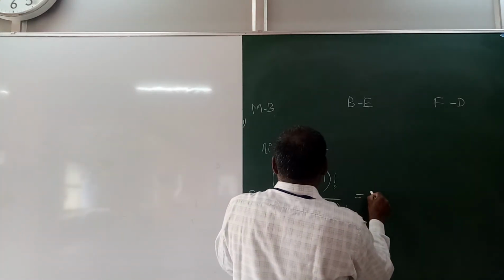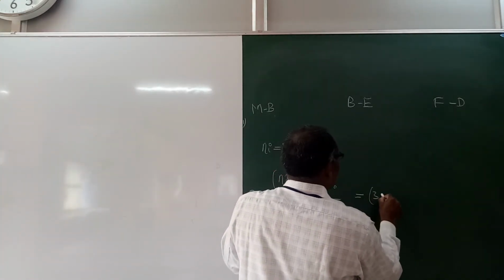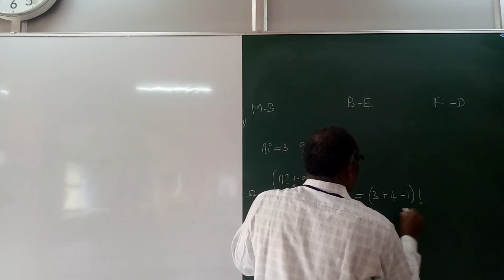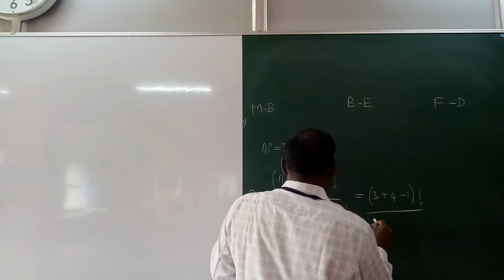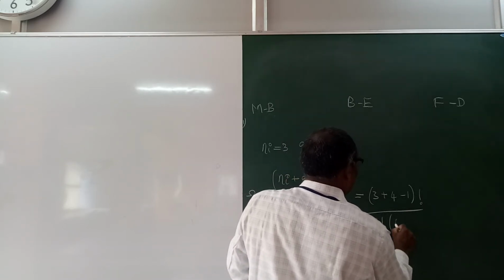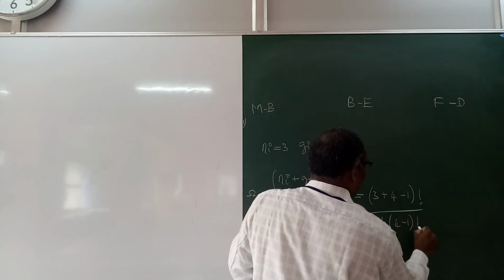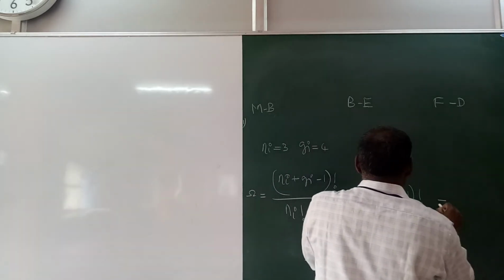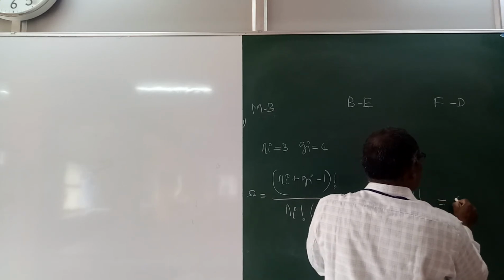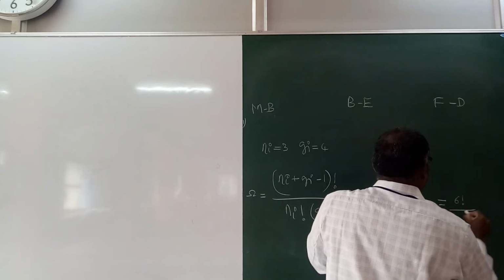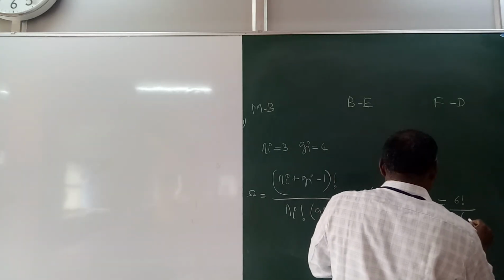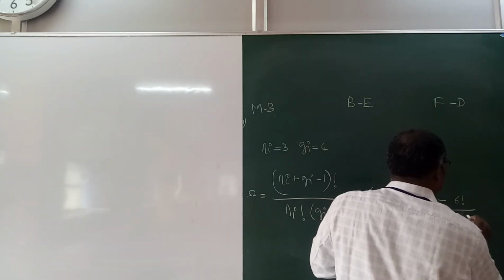Ni is 3, plus Gi is 4, minus 1 factorial, divided by Ni factorial, that is 3 factorial, Gi minus 1 factorial. Here this will be 3 plus 4 is 7, 7 minus 1, 6 factorial, divided by 3 factorial, 4 minus 1, it is 3 factorial.